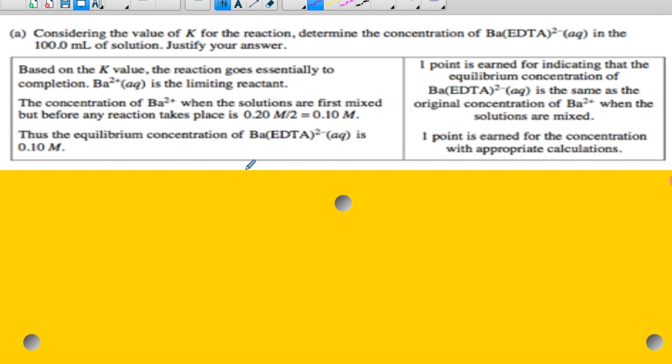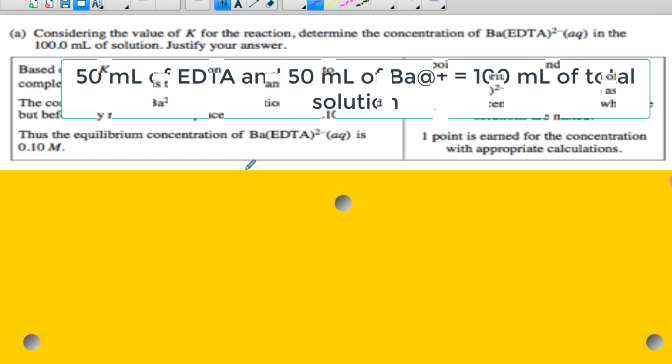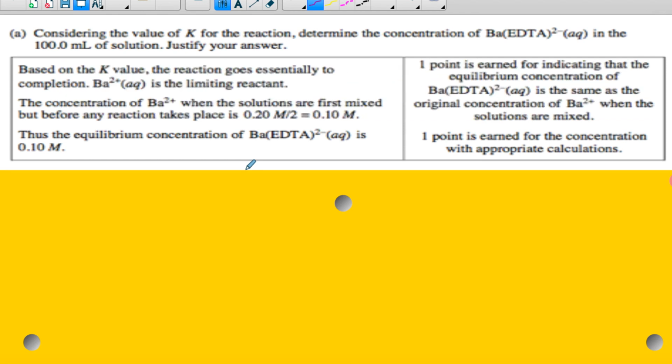The reason why we divide it by 2 is because we basically diluted it by a factor of 2. So the barium was 0.2 molar. We divided it by 2 because we added an equal amount of another chemical. So basically we diluted the barium in half because it was 50 mL of each. So if it goes all the way to completion and the barium ion is 0.1 molar, then the equilibrium concentration also has to be 0.1 molar. This was a pretty hard question to get right, but if you think about it, they're giving you the clues: K is really big.